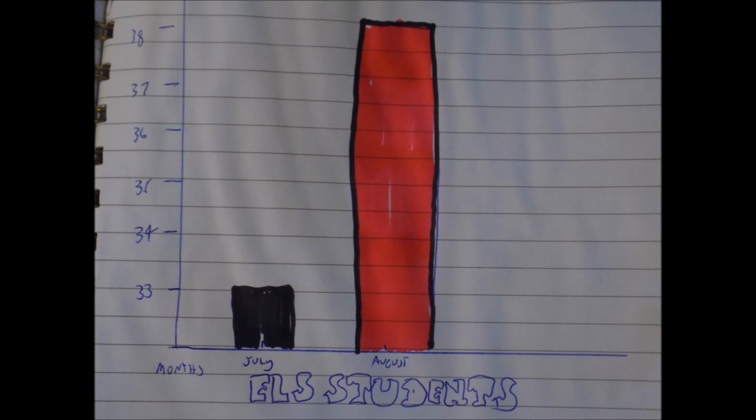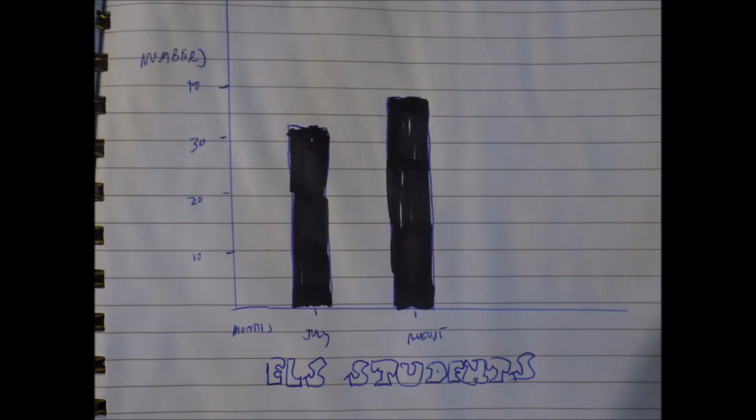In this other one, if you notice, when I use the same color and I measure it by tens instead of by ones, it looks almost identical, showing that we haven't had that many more students this month.